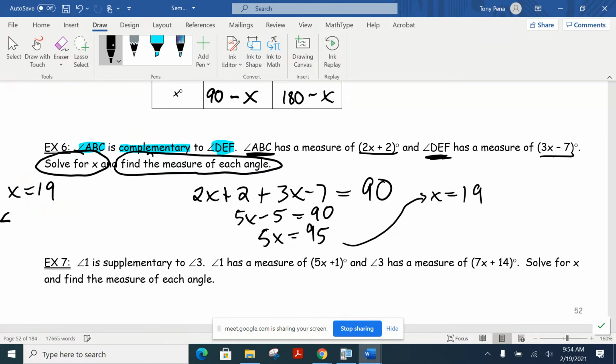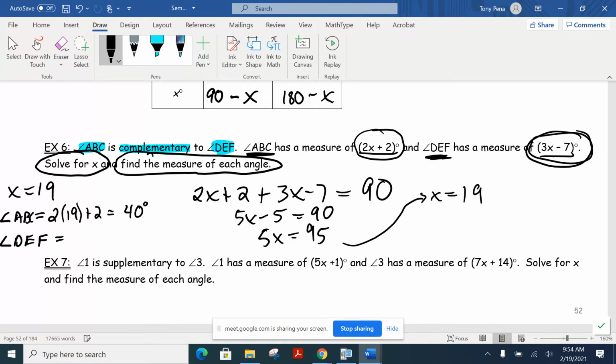So angle ABC is equal to this, 2 times x plus 2. So I'm going to do 2 times 19 plus 2. That's a 40-degree angle. And then angle DEF. Angle DEF is this expression, 3x minus 7.